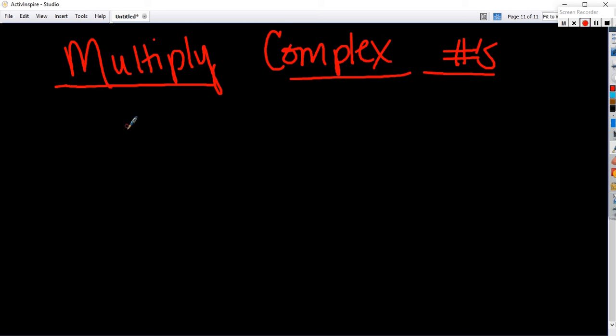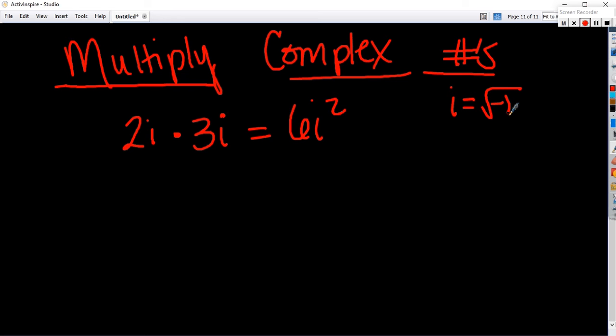If I had 2i times 3i, tell me what you think that would equal. 6i squared, right? Because I'm multiplying. But here's the question. Yesterday I told you i equals what? Square root of -1, right? What do you think then i squared equals?